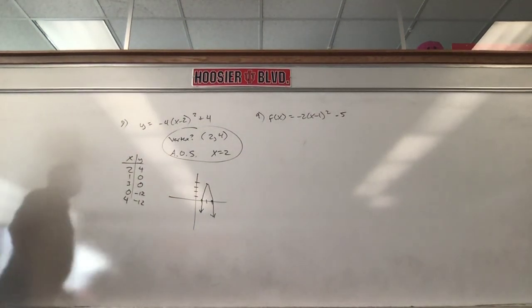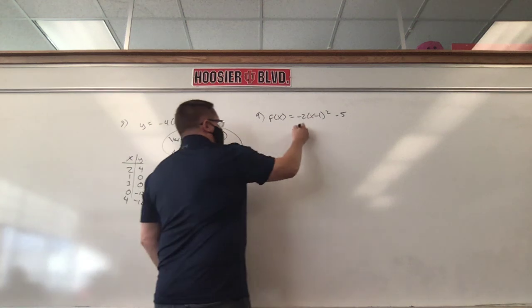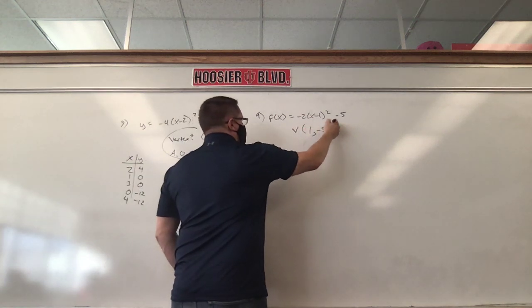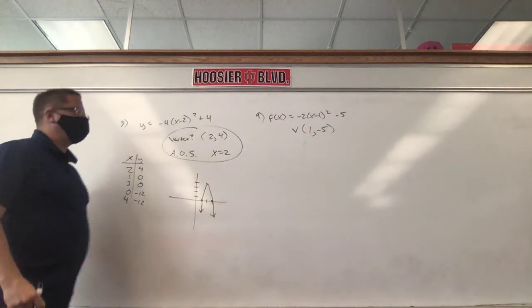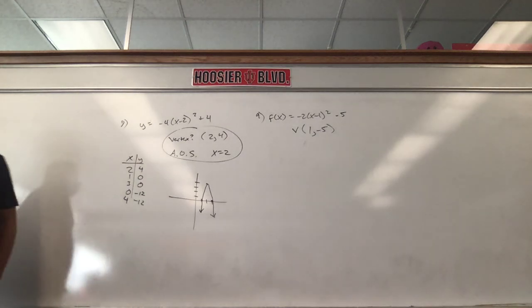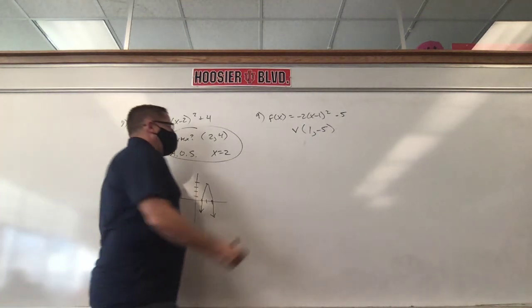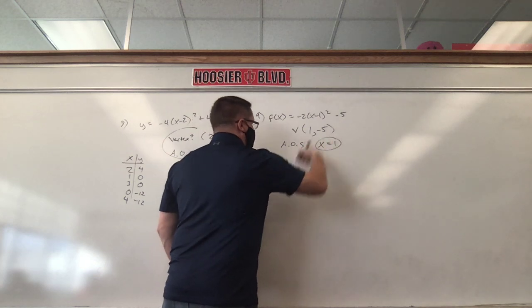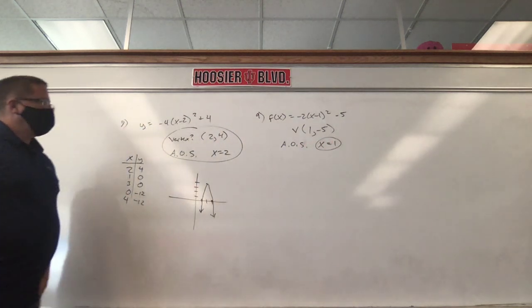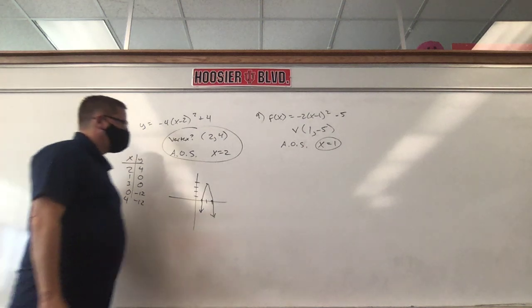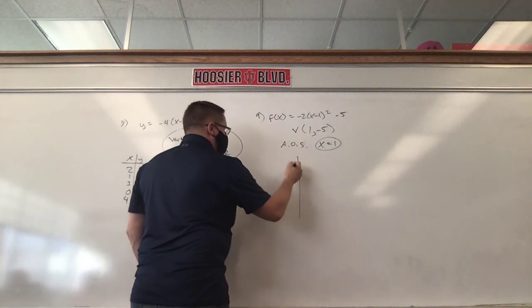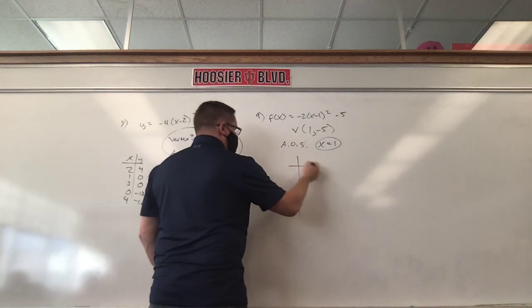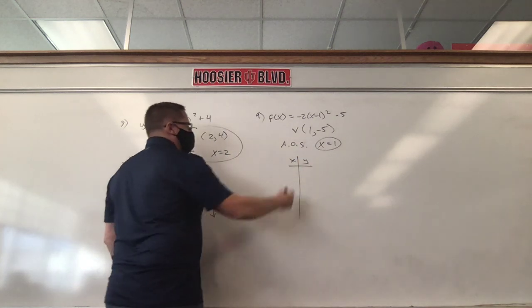Okay, so our vertex here is 1, negative 5. Opposite of minus 1 is 1, and then you take negative 5, that number. The axis of symmetry, x equals 1. Okay? Let's make a t-chart, X, Y. Okay, so we're at 1, negative 5.